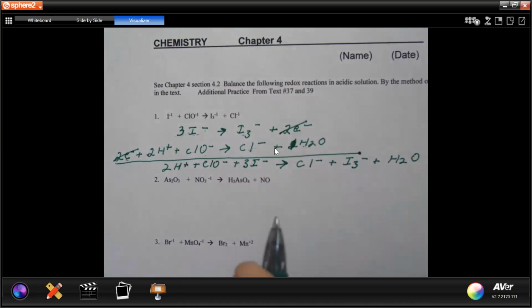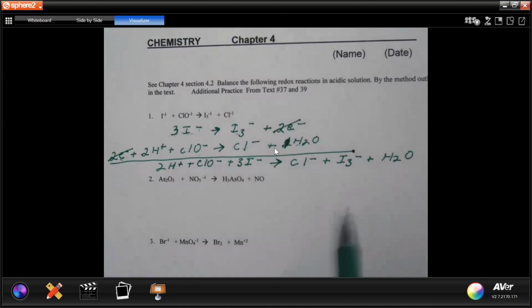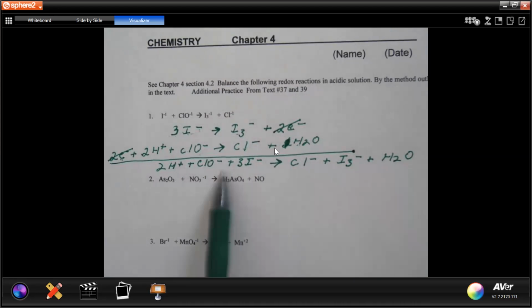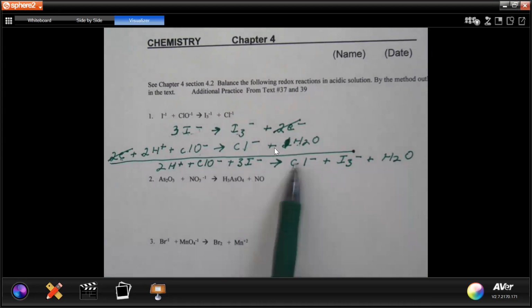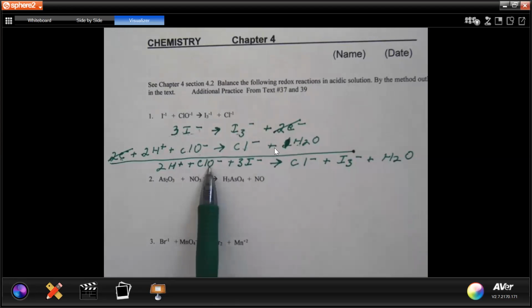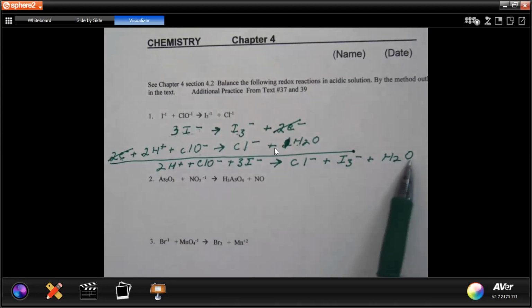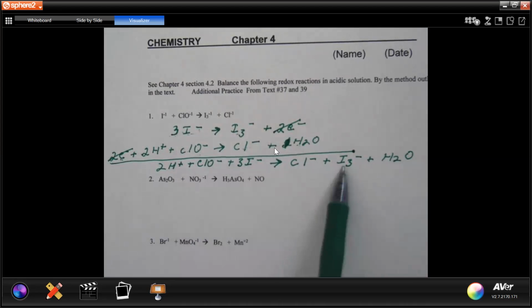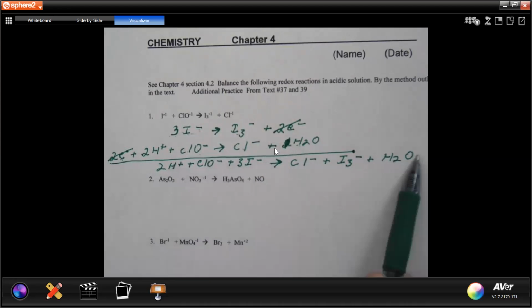The last thing we do is check and make sure that this is actually balanced now for both atoms and charge on both sides. So on the left, I've got 2 H's. On the right, I've got 2 H's. On the left, I have 1 chlorine. On the right, I have 1 chlorine. On the left, I have 1 oxygen. On the right, I have 1 oxygen. And on the left, I have 3 I's. And on the right, I have 3 I's. So it's balanced for atoms.